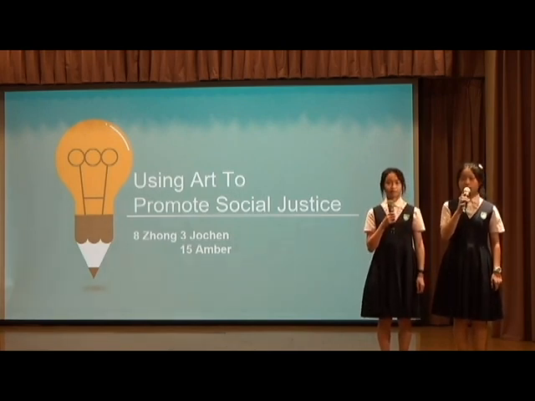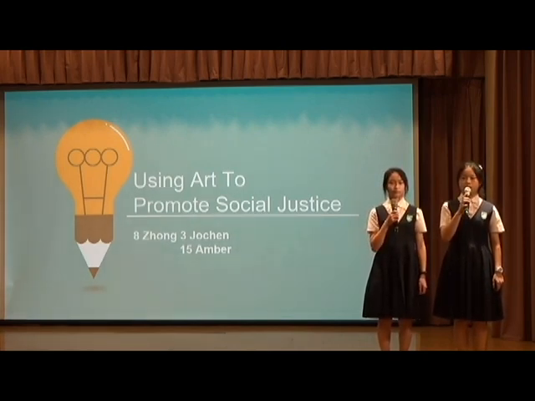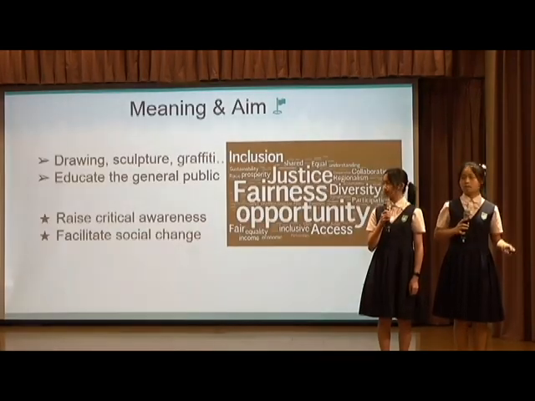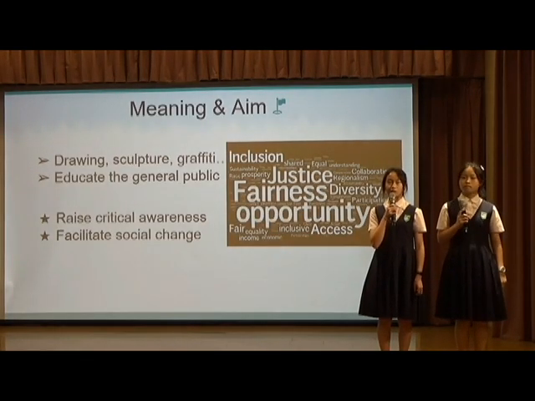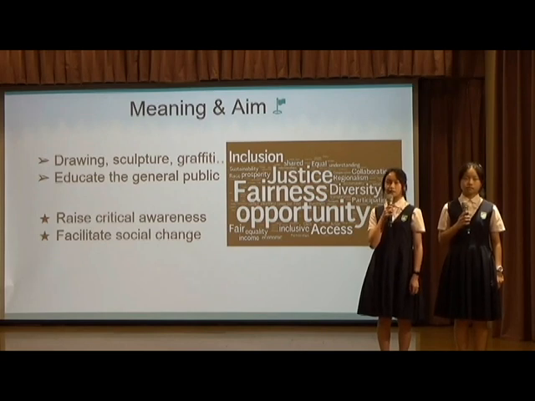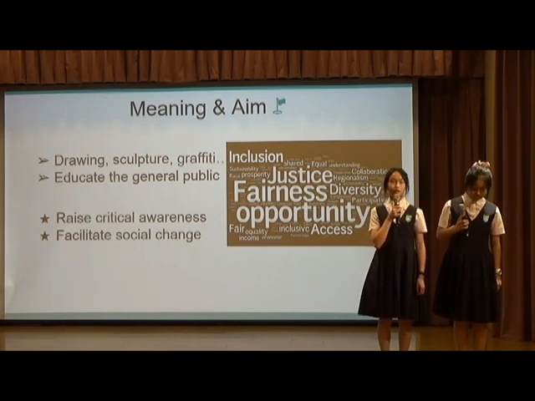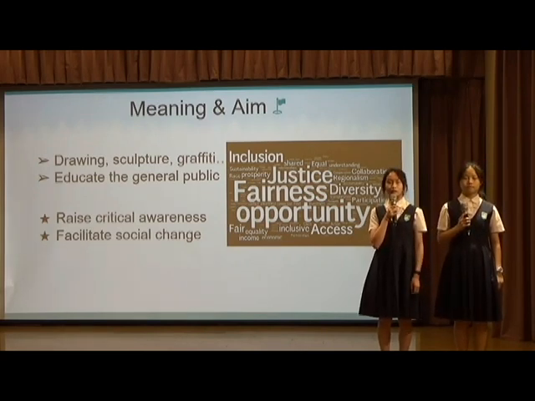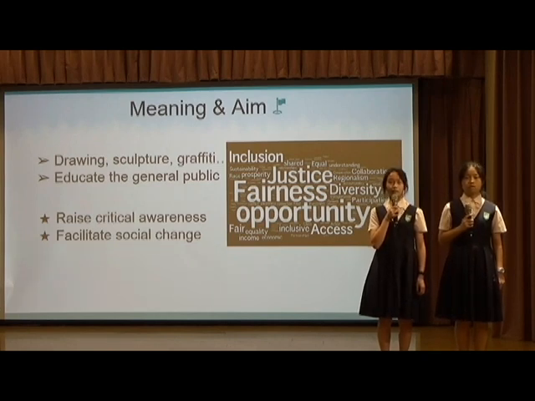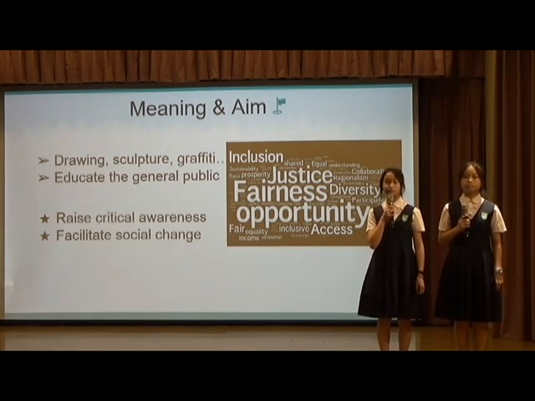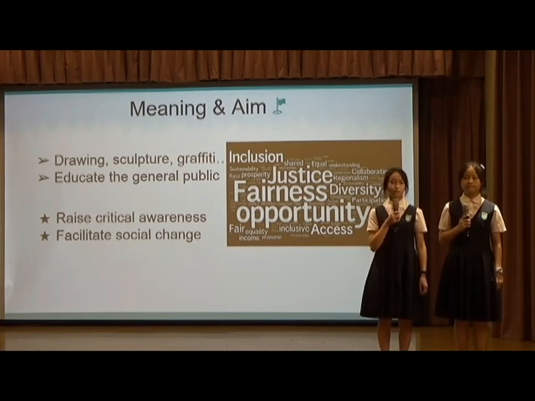Today we're going to talk about the relationship between art and social justice. There are many people who are suffering from unequal treatment, so they try to use art to change this situation. They use drawing, sculpture, graffiti, and other kinds of art to educate the general public about social justice. Their aim is to raise critical awareness and facilitate social change.